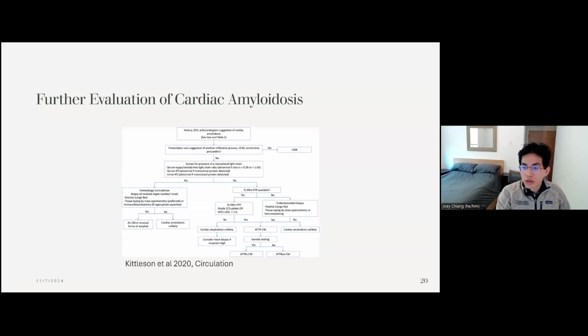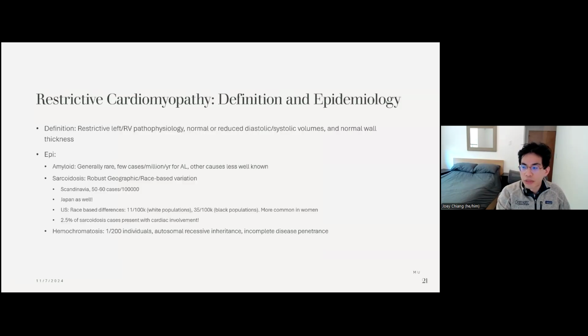So that gets into restrictive cardiomyopathy. Oh, wonderful. Oh yeah, I think that just came out recently, right?